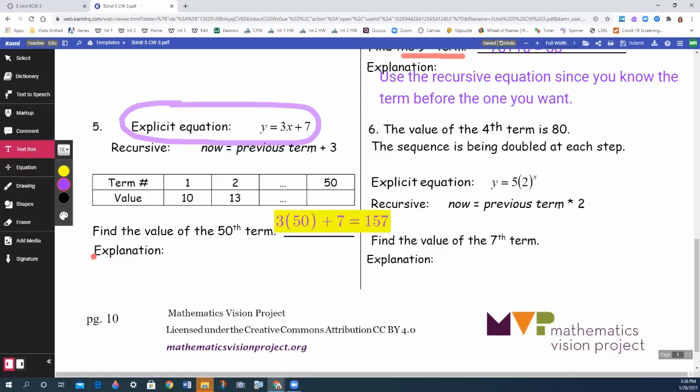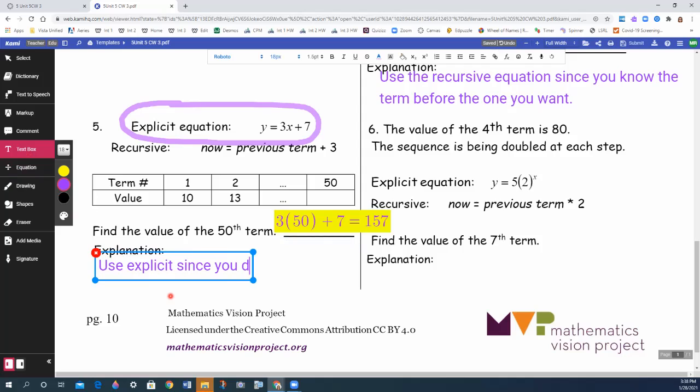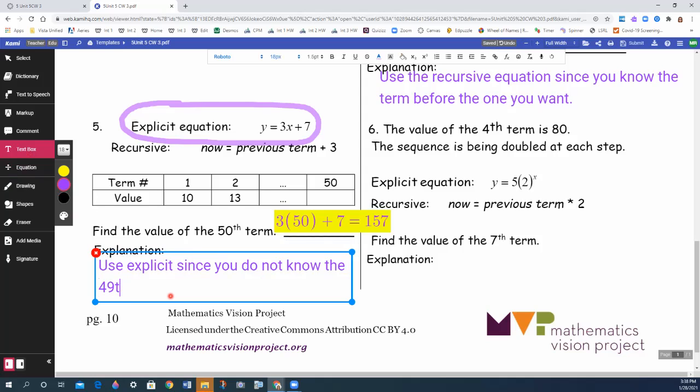So again, here when they say your explanation, use explicit since you do not know the 49th term to find the 50th. Okay, so if I knew the 49th, we use recursive if I want to find the 50th, but in this case, we don't, we use explicit.